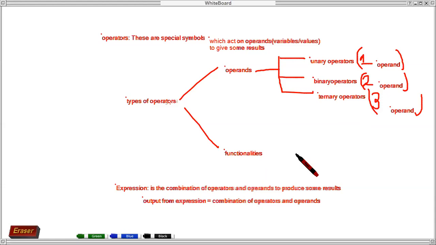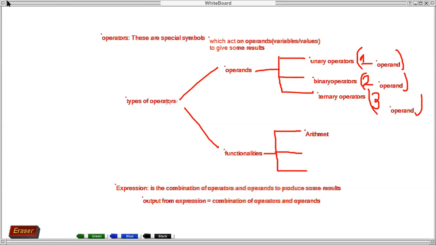Okay, now coming to the functionalities. Since there are so many symbols available in the Java program, it is also important to identify which symbol functions as what. On the basis of the functionalities, these operators are divided into three subcategories. This time not the operands, this time it is on the basis of the functionalities. What is number one?